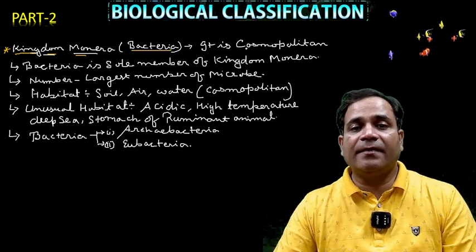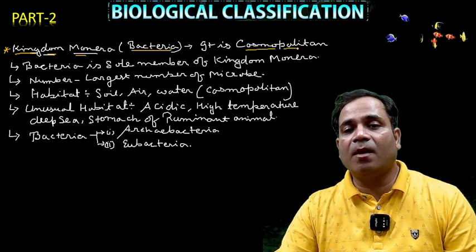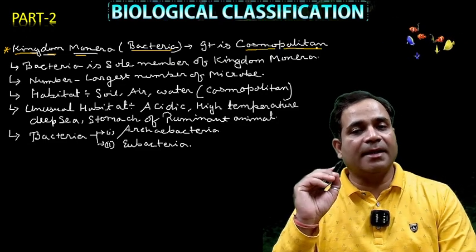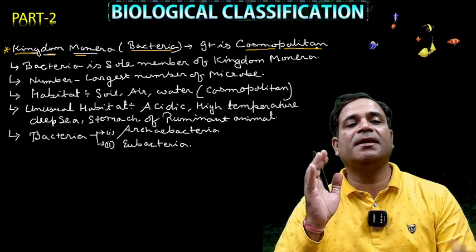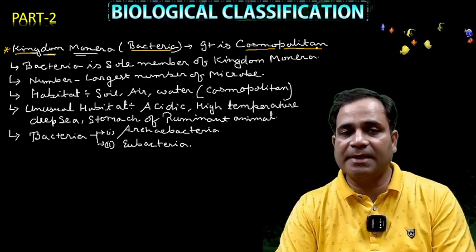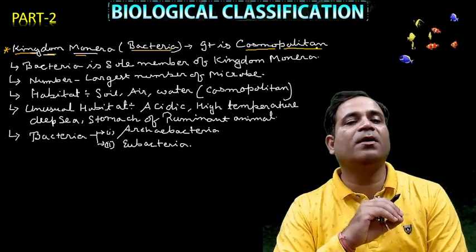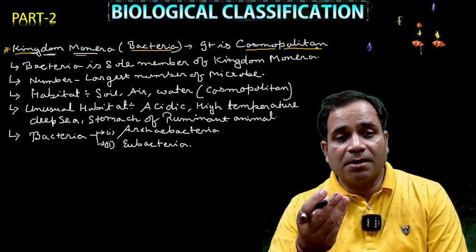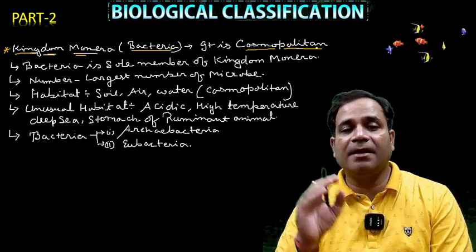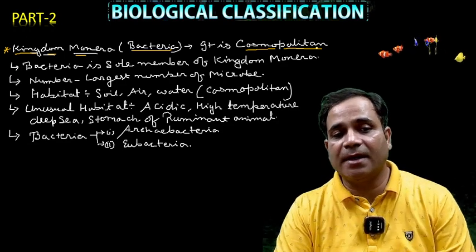And here the bacteria is found everywhere, so that's why I'm writing the word cosmopolitan. Bacteria is the sole member of kingdom Monera. This point is clear. Largest number of microbes, habitat every place, either the soil, air, water, so that's why I've written in bracket cosmopolitan. Unusual habitats also have bacteria: acidic medium, high temperature, deep sea, and the stomach of a ruminant animal also.